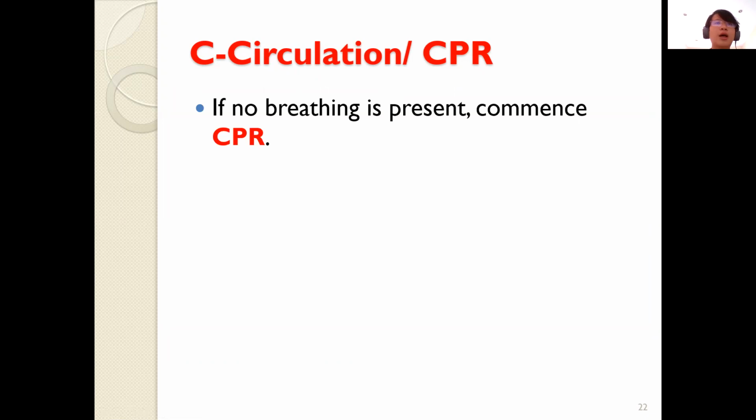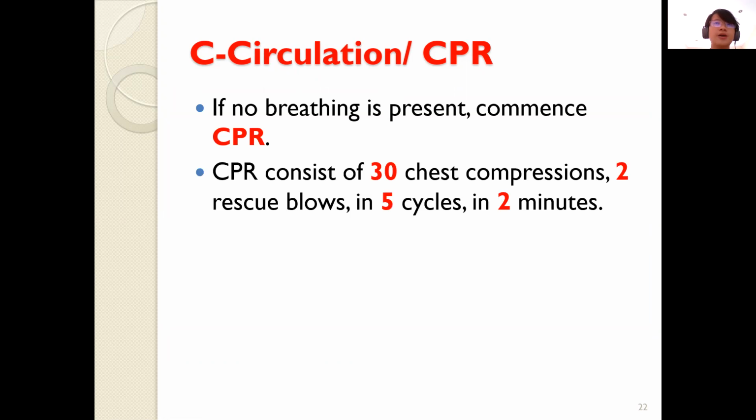C for CPR or circulation. And when there's no breathing, no normal breathing, you must commence CPR. As early as possible, do CPR. And CPR consists of 30 compressions, 2 rescue blows in 5 cycles in 2 minutes. So when you do CPR, we talk about 30 compressions and 2 blows, right? 30 compressions and 2 blows equals 1 cycle. And you must be able to complete 5 cycles in 2 minutes.